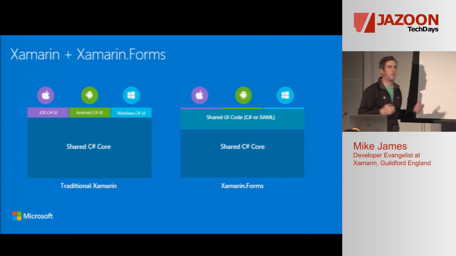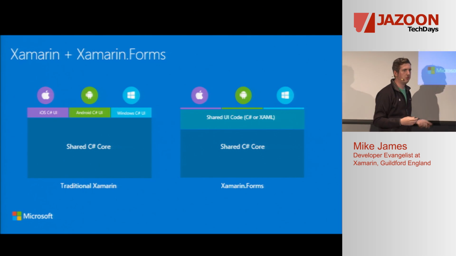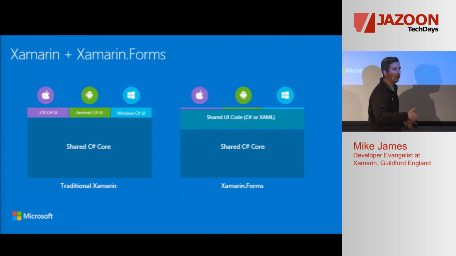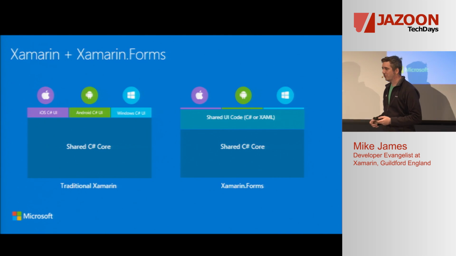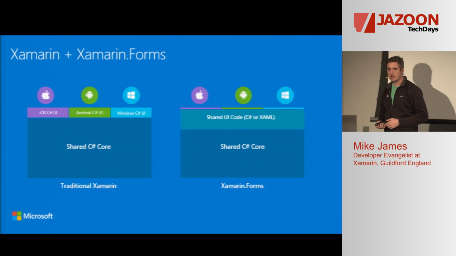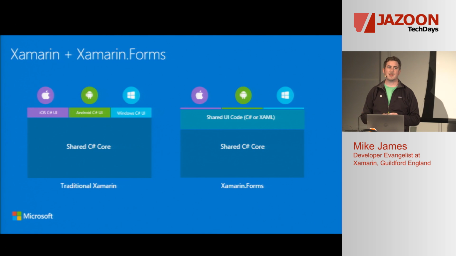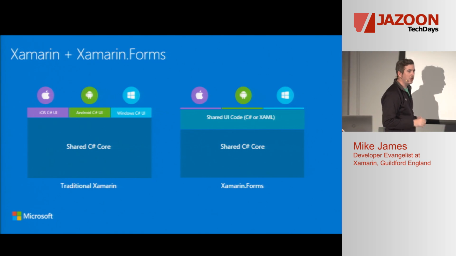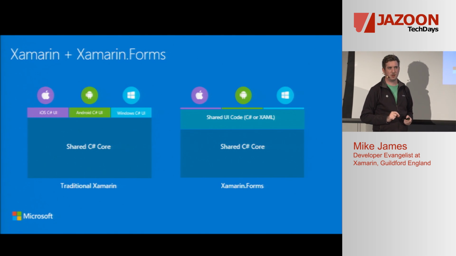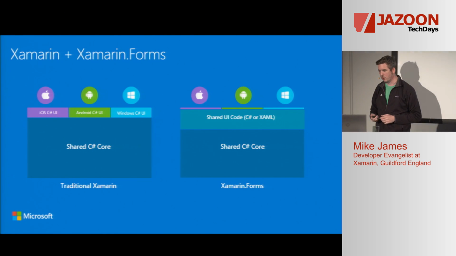Xamarin.Forms. So 75% code reuse sounds pretty cool if you're coming from Objective-C, Swift, or Java. If you're coming from JavaScript, that sounds pathetic. You're like, 75%, we should be 100%. Well, Xamarin.Forms gets you pretty close. Now, the marketing team at Xamarin would love for me to tell you that it's 100% code reuse. And in fact, I'm pretty sure they've printed that, but they're technically wrong. They're also kind of right, but they're technically wrong, which is the best kind of wrong.